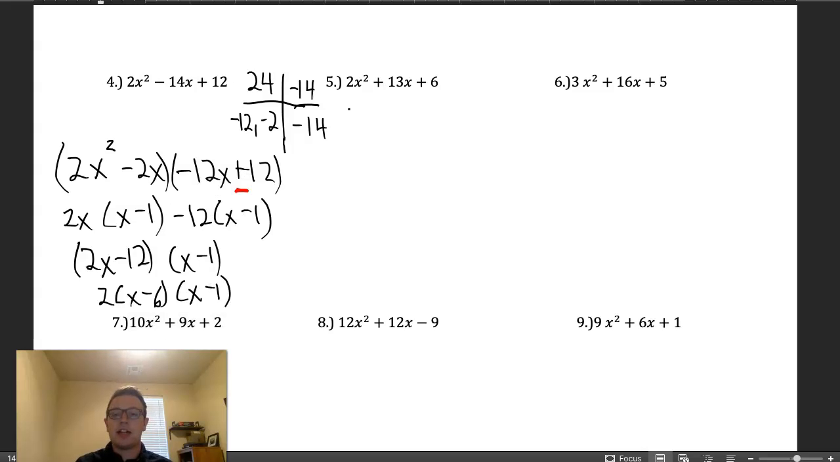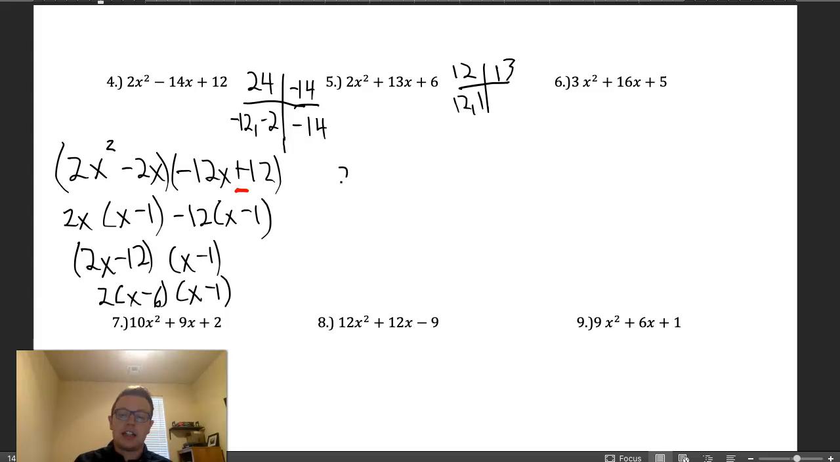Go ahead and try problem 5. Find out what the answer in factored form will be. For this one, we're looking for factors of 12 that add up to 13. So that's going to be 12 and 1.